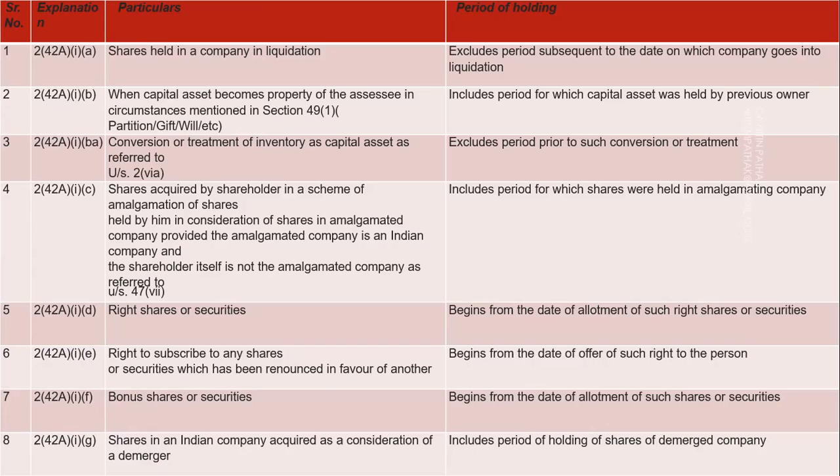A right shares issue, I am talking about serial number 5, begins from the date on which the allotment is made. Column number 6, right to subscribe to any shares, begins from the date on which the right is offered to a person. For bonus shares and securities, the date on which the allotment of bonus is made would be the date from which the period would be considered. Shares in an Indian company acquired as consideration of demerger: the demerged company's share, the original company share period would also be considered for the purpose of reckoning the period.